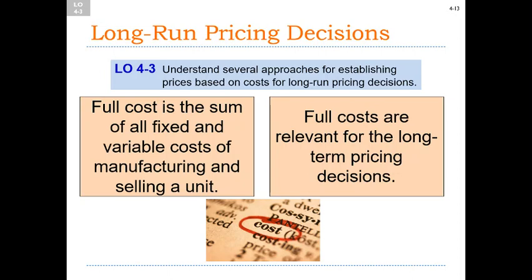Long run pricing decisions. Now here you would want to use full costs, whereas in short-run special order situations you would not want to use full costs, only differential costs. And so those long run pricing decisions where you use full costs can be justified in 3 areas.